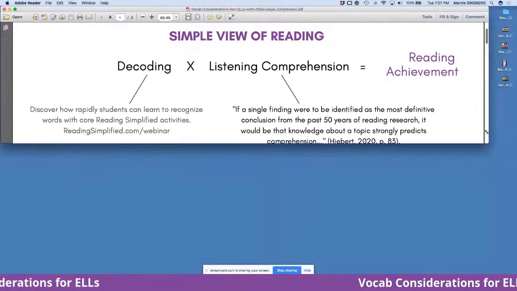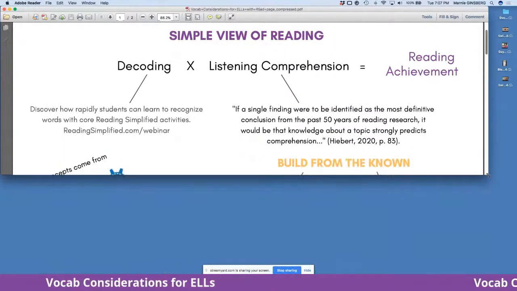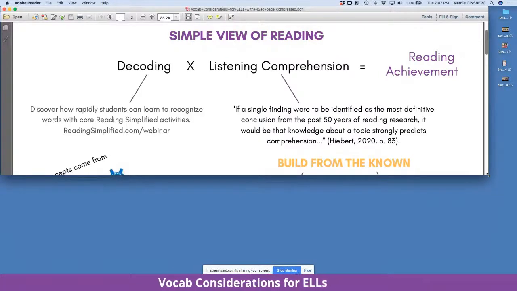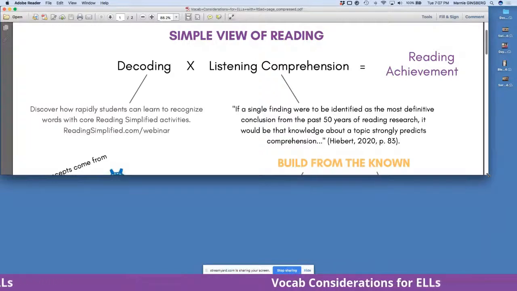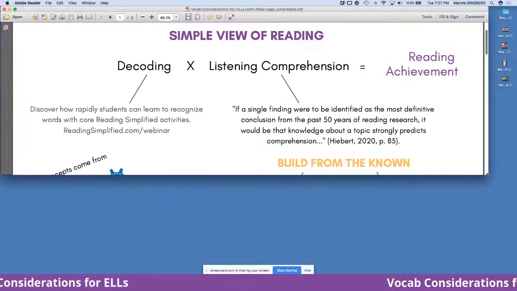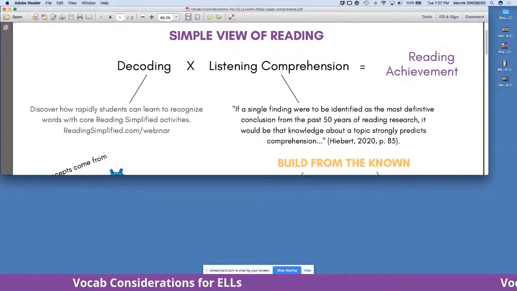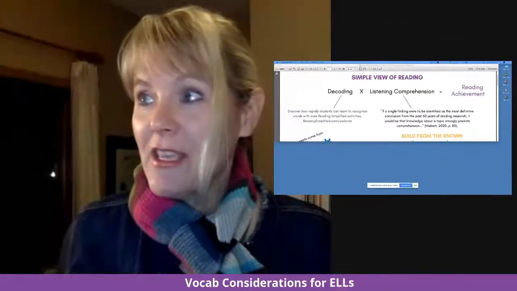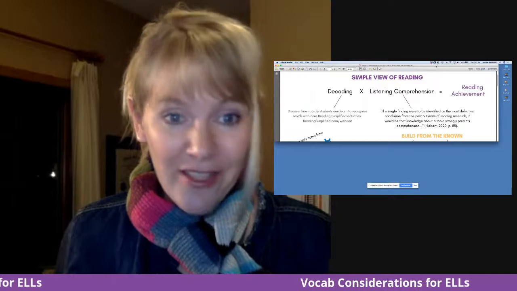So Dr. Hiebert said in her book that we're referring to a lot in this series, Teaching Words and How They Work, she says, if a single finding were to be identified as the most definitive conclusion from the past 50 years of reading research, it would be that knowledge about a topic strongly predicts comprehension. So what we are teaching our kiddos in terms of knowledge is what is going to make the difference for them in their reading comprehension.